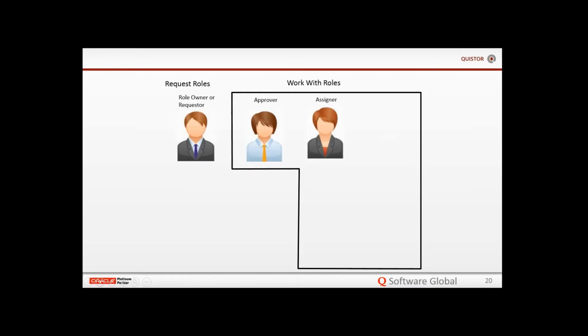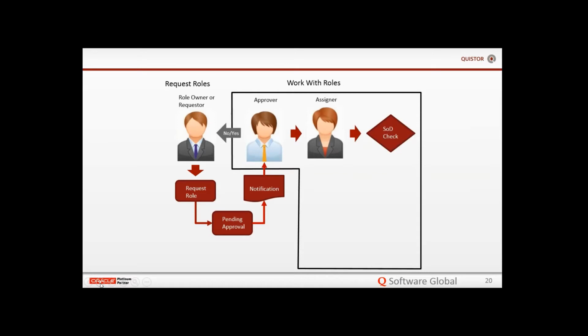So the role owner or requester then makes his request. He requests the role and it goes into what we call a pending approval state, which then sends off an email as part of the workflow process to the approver. The approver then has the ability to decide whether he's going to approve it or not. If he doesn't approve it, obviously it goes straight back to the role owner and the requester for him to rethink the process. If he does approve it, it then goes to the assigner who does an SOD check.